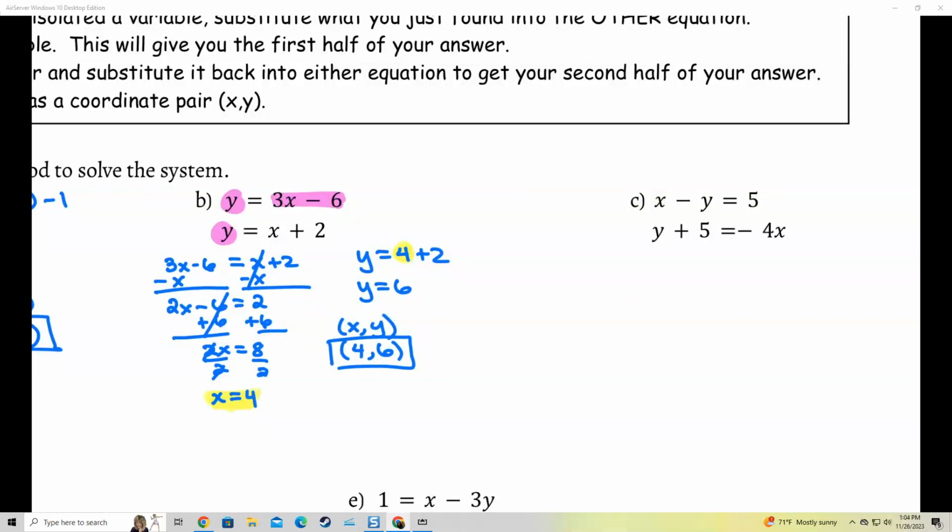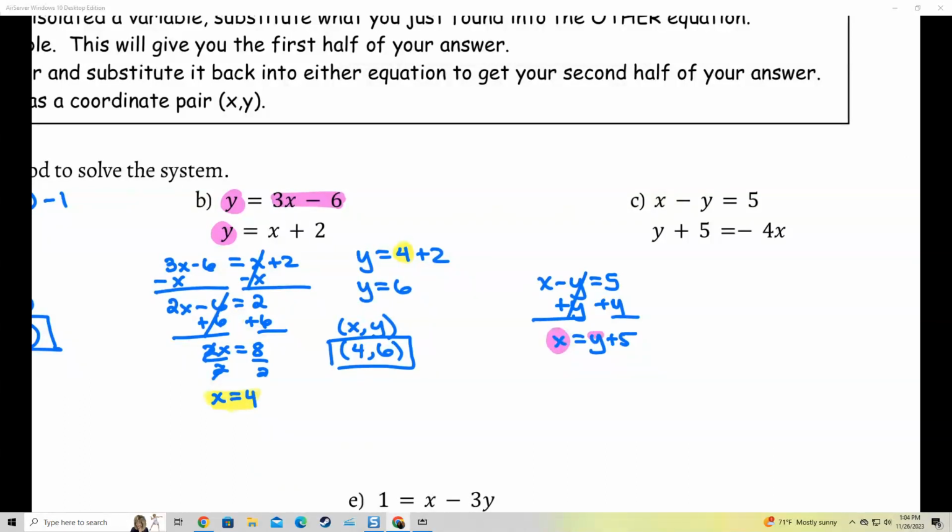So let me go ahead and rewrite this. In fact, let me do this kind of on the side. If I have x minus y is equal to 5, then to get x by itself, I need to add y to both sides. And I get x equals y plus 5. Okay. Hey, I just got x by itself. Step one is done.